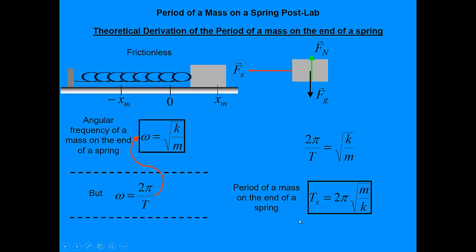And by the way, you're supposed to be able to do this derivation on a test if asked. Maybe it's part A of a free response problem, and they would ask you to prove that the period of a mass on the end of a spring is this. I believe this equation's actually on your equation sheet, but they could theoretically ask you to derive it.